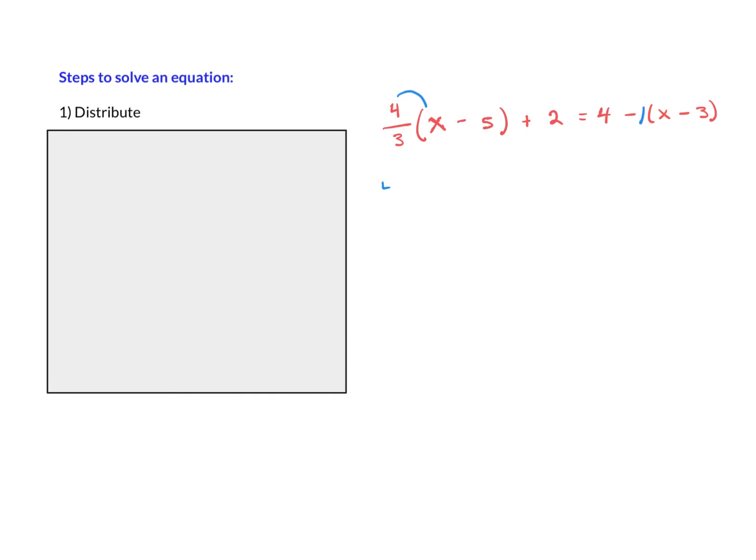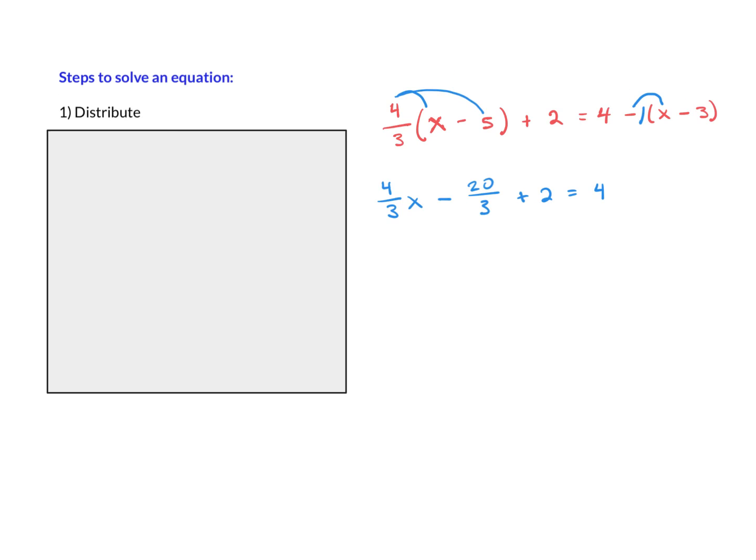So first we'll distribute the 4/3. 4/3 times x is 4/3 x. Anytime we multiply, we want to pay attention to our signs. We have a positive 4/3 times a -5. There will be a negative, and then 4/3 times 5 is 20/3. You guys have those graphing calculators in class with a fraction button. Feel free to use that button to help with some of this work. I'm going to carry down the +2 equals that 4 will carry down, and we will distribute this -1.